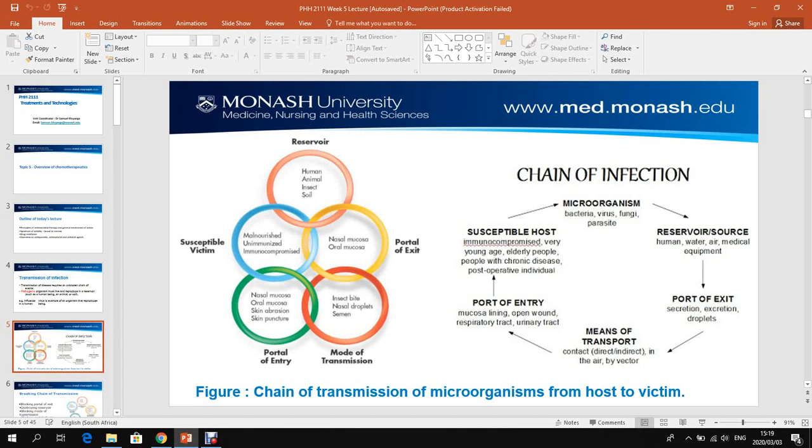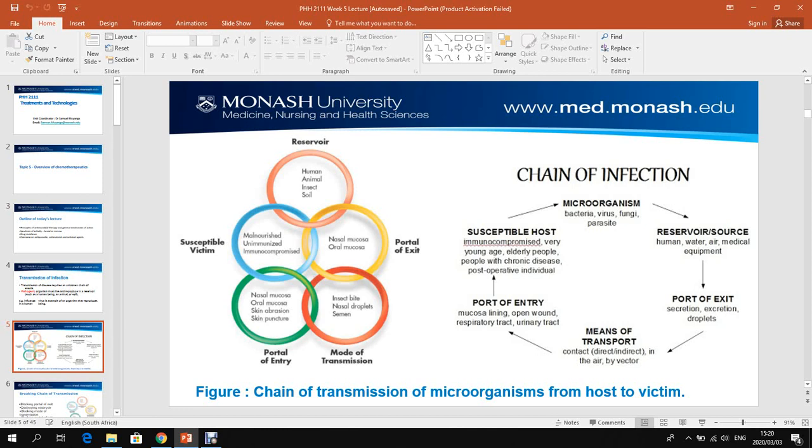So basically, looking at the chain of infection, on the right you have a diagram that shows various types of microorganisms that are likely to cause disease. You can have bacteria, viruses, fungi, or parasites. And once they leave the reservoir, which can be, for example, a human being, water, air, medical equipment, etc. There are many sources of reservoirs.